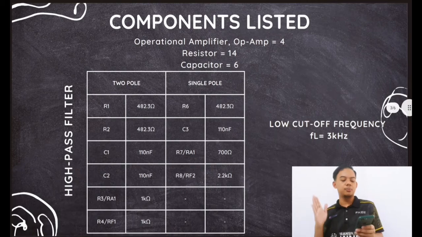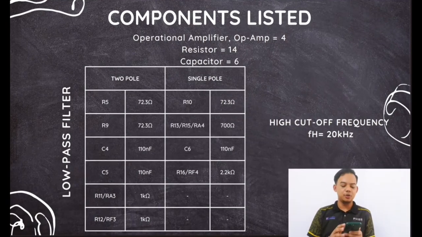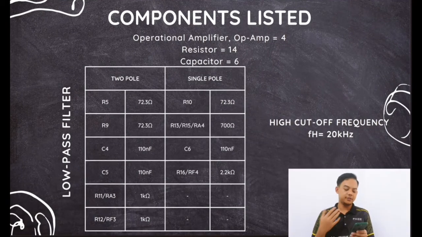For the single pole, we use R6, which is 482.3 ohm, and capacitor number 3 is 110 nanofarad. And for the feedback resistor and RA, we use 700 ohm and 2.2 kilo ohm because the low cut-off frequency is 3 kilohertz.